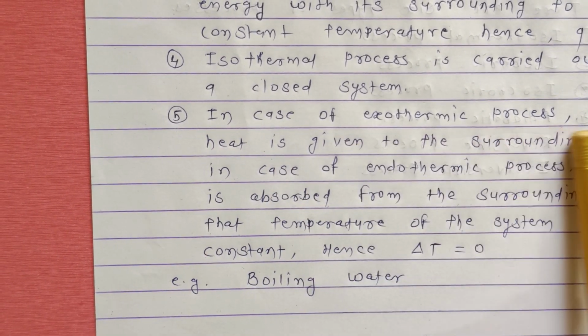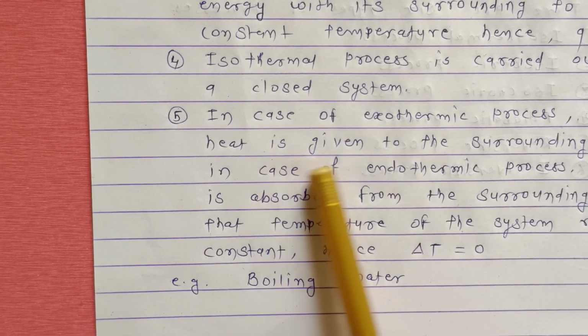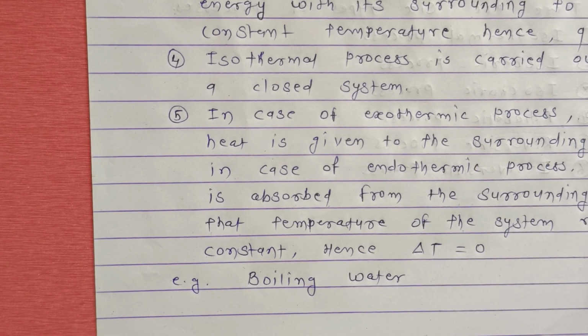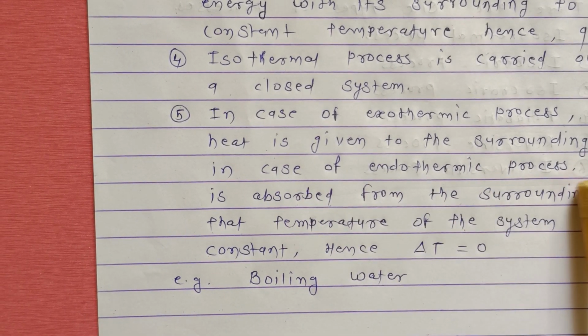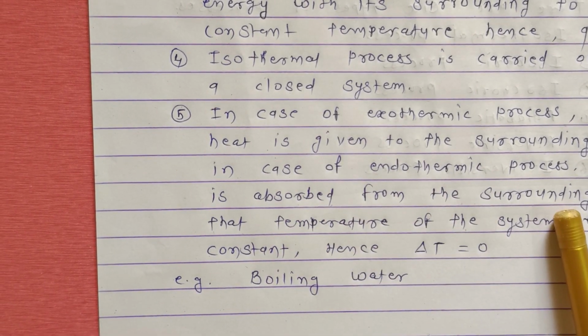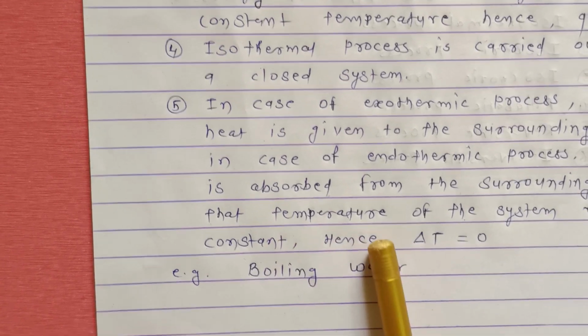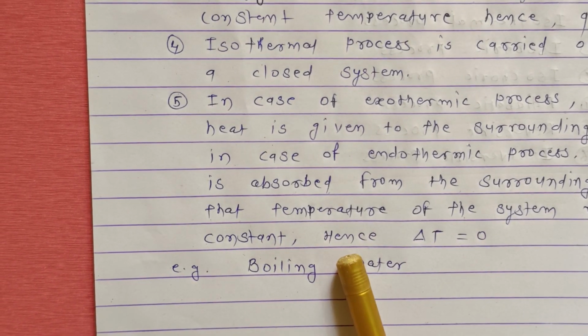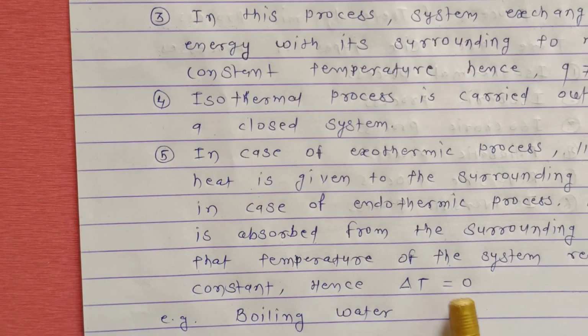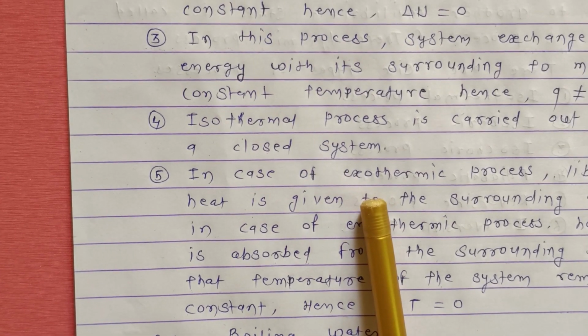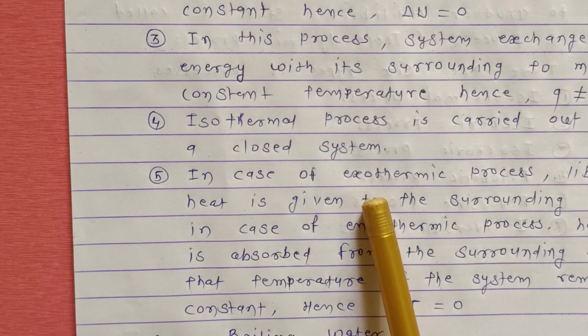Now, isothermal process is carried out in a closed system. That system is closed. And point number 5, in case of exothermic process, liberated heat is given to the surrounding, and in case of endothermic process, heat is absorbed from the surrounding. So that temperature of the system remain constant, delta T is equal to 0.